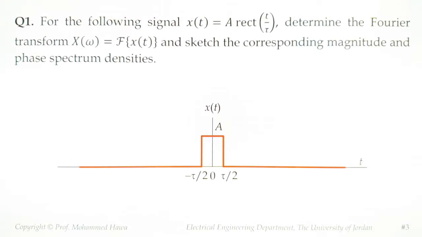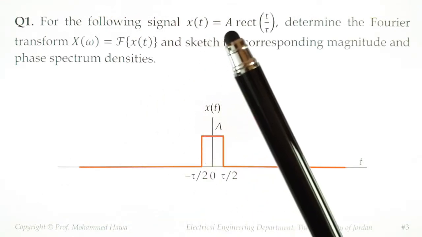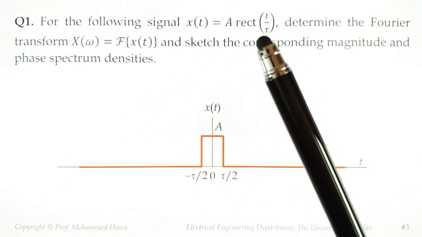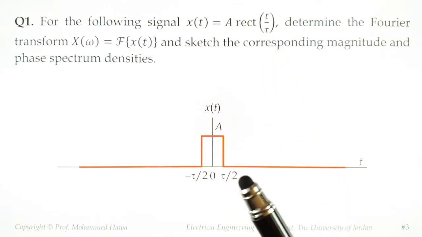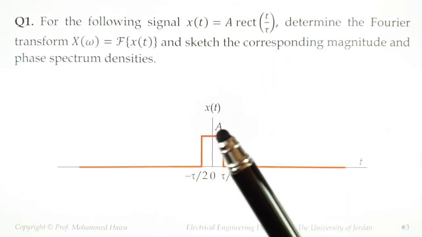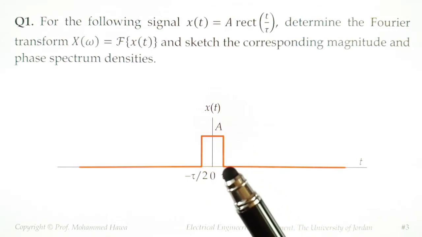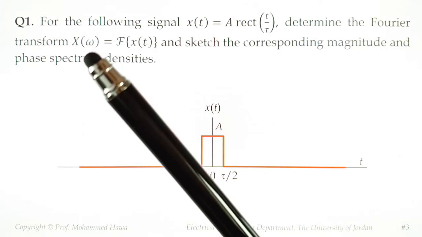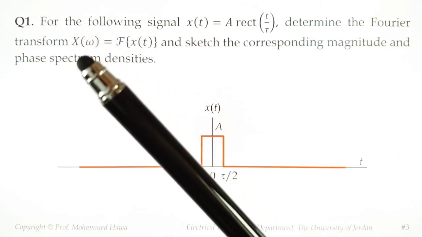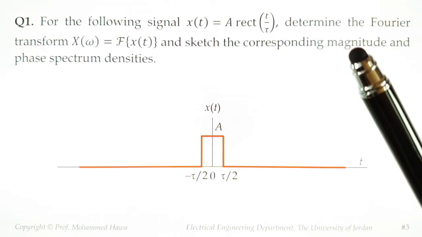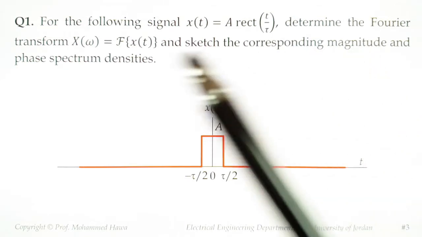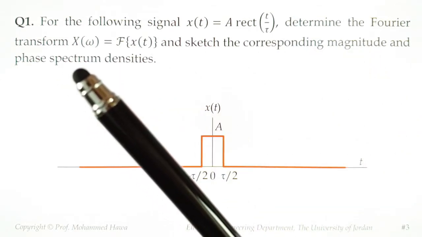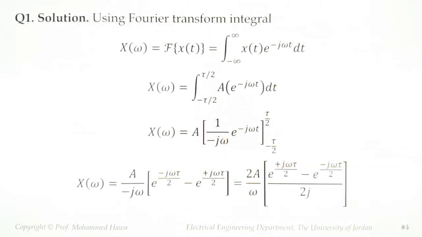For our first example, consider the signal x of t equal a rect t over tau. This is the all familiar rectangular pulse. It has amplitude a and the width of the pulse is tau. This is an aperiodic signal. It does not repeat itself. The question says calculate the Fourier transform of x of t, which is x of omega. And once you find x of omega, sketch its magnitude, called magnitude spectrum density, and sketch its phase, which is called phase spectrum density.